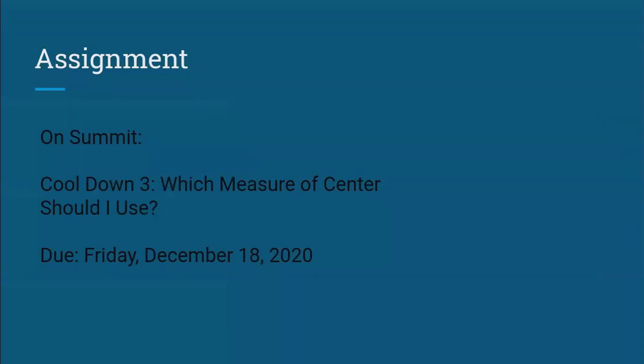Now the third cool down. We're gonna go back to the second, but this is the assignment. The third cool down, I was gonna have it due today, but I'm gonna push it till Tuesday. So in Summit, for your third cool down, for those of you who have already done the second, you are going to determine which measure of center should be used with the 3 graphs that you are given.